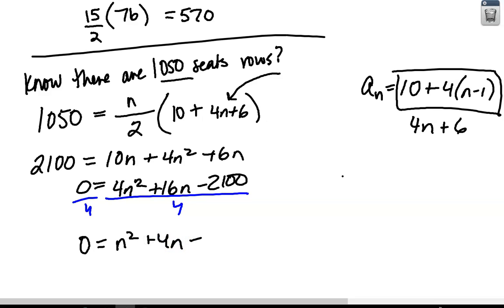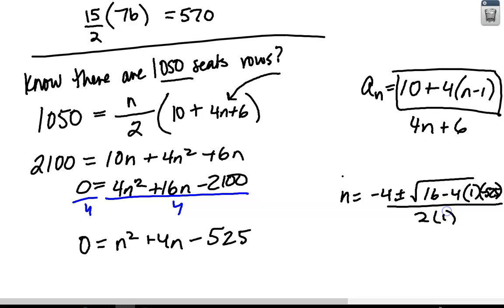So then I get 2100 divided by 4 is 525. It's not that much better. If you don't want to do factoring, you can always go to quadratic. Negative b plus or minus the square root of b squared minus 4 times a times c, all over 2a. So let's see. This ends up being 16 plus 4 times 525. And the square root of that comes out beautifully, which meant it was factorable. So the square root of this number under here becomes 46.